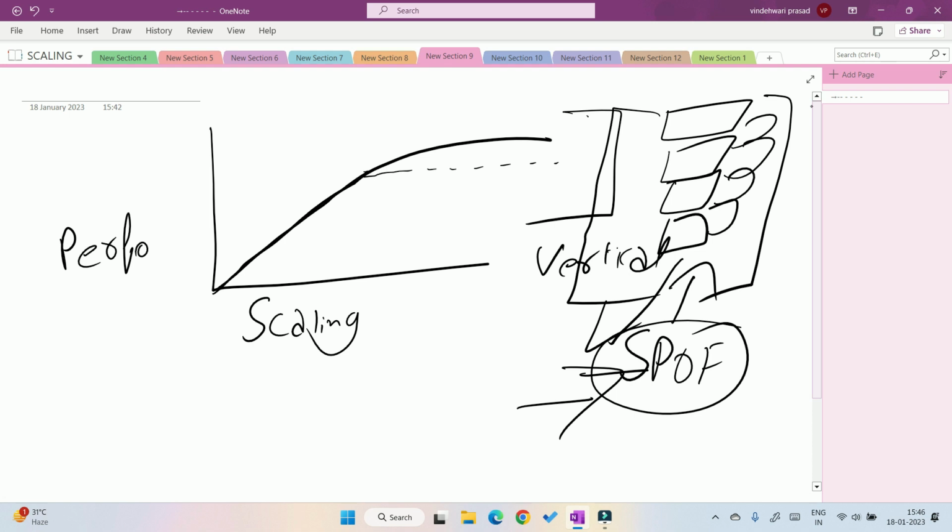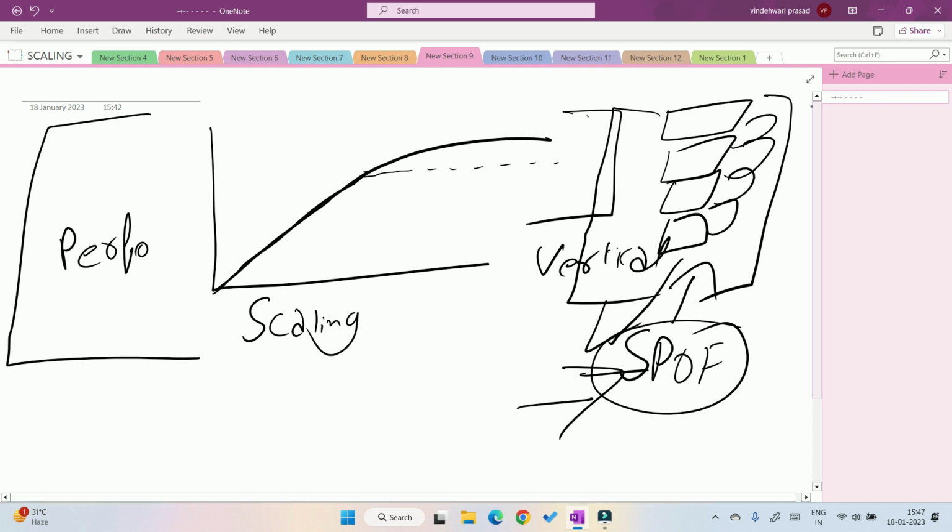Just think about your laptop. In your laptop you can add one extra GB of RAM, or you can add one extra TB of hard disk. But can you add infinite? No, you cannot do that. That's the limit. And if anything happens to your laptop, all your data collapses. That's the thing that happens here. Those are the two main limitations of this type of scaling. First one is you cannot do an infinite amount of scaling. Second one is single point of failure.